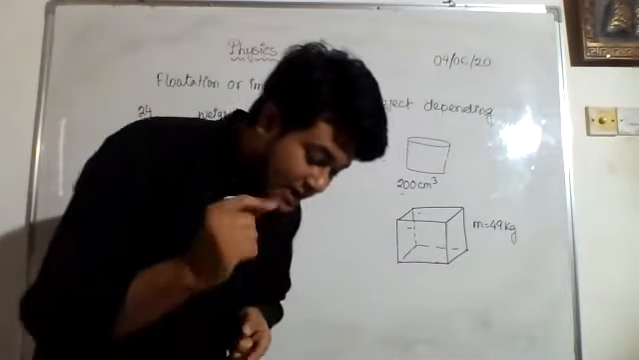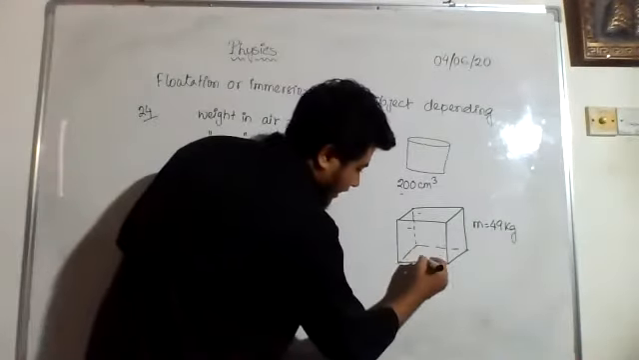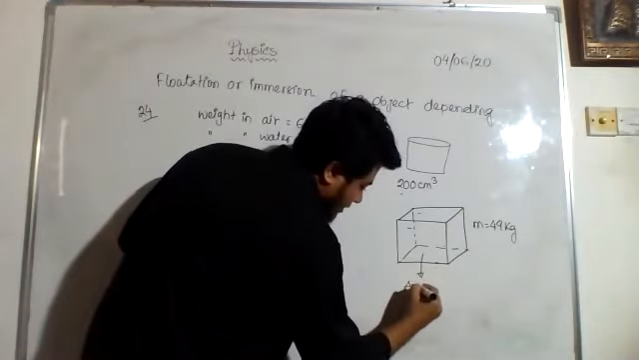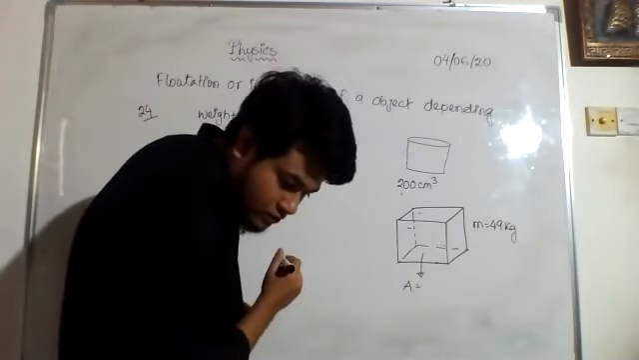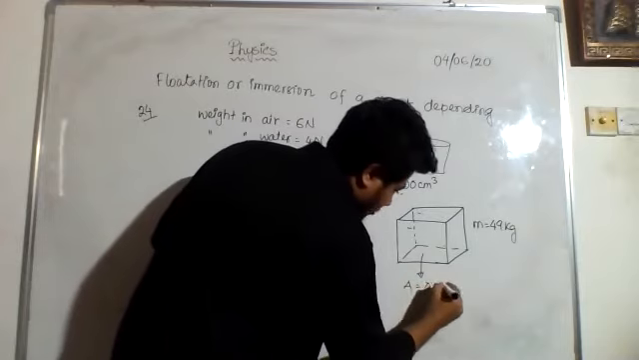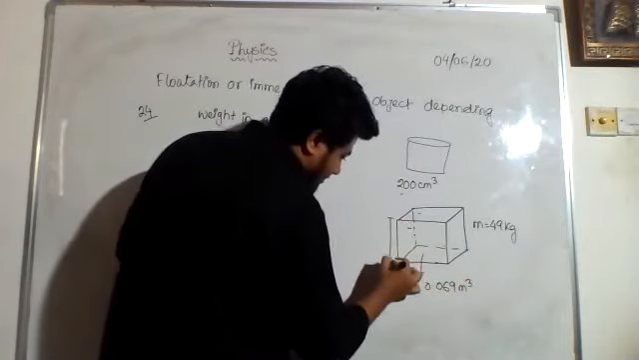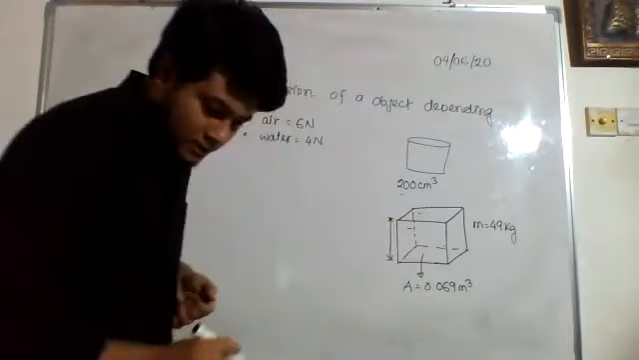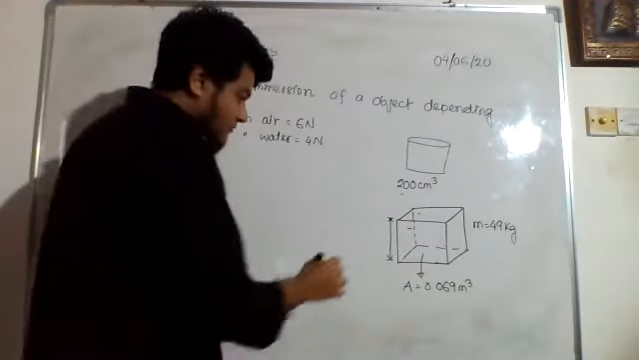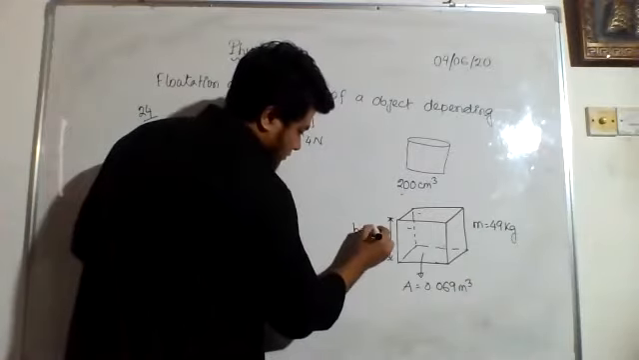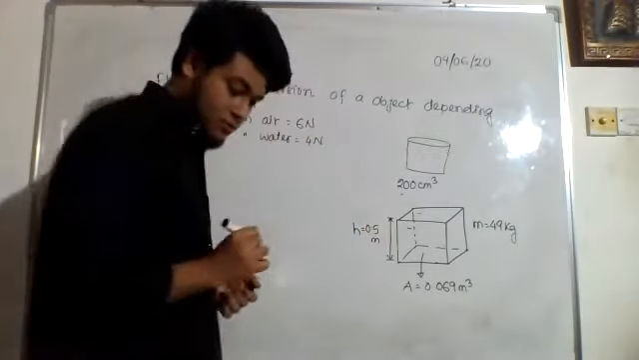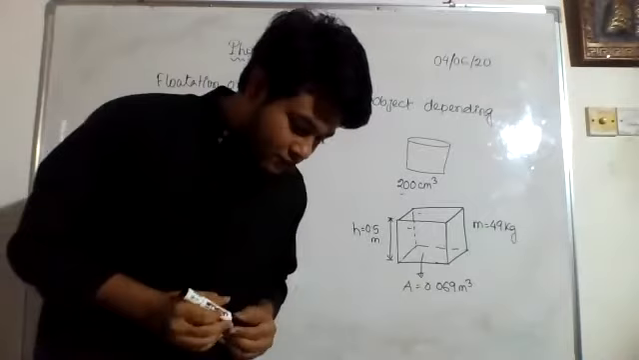The area and height are given. If you see, the area is given, here A is equal to 0.069 meter square, and the height that is given is 0.5 meter. Height is equal to 0.5 meter. Okay, these are the information. We have listed all the information.